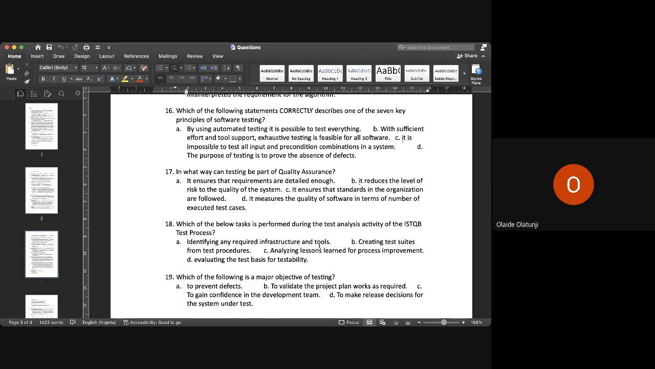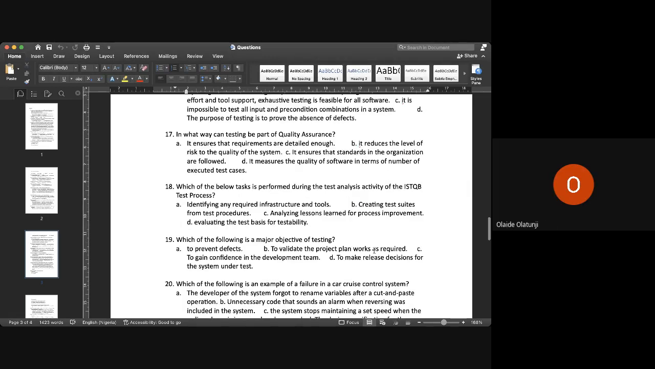Okay. So, which of the below tasks is performed during the test analysis activity of the ISTQB test process? What did you pick? I picked evaluating the test basis for testability. Yeah, correct.